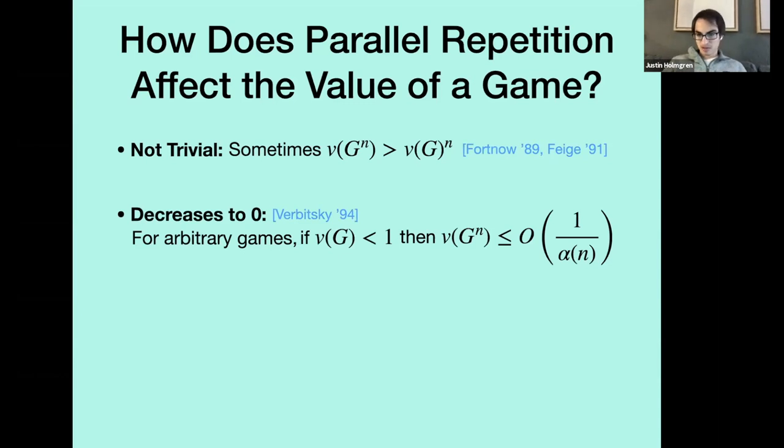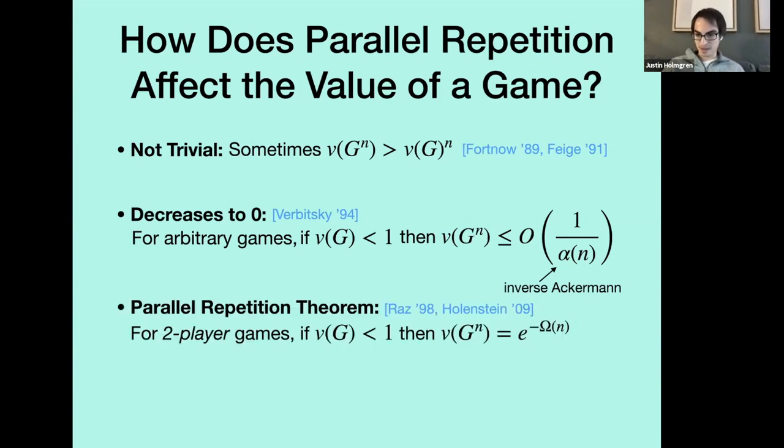We do know a very general bound due to Verbitsky, which says that if you repeat enough times, then eventually the value of the repeated game will go to zero. But this bound is incredibly slow. It's just this inverse Ackermann function. Basically there are no English sentences that can describe how slow it is other than to just say it's inverse Ackermann.